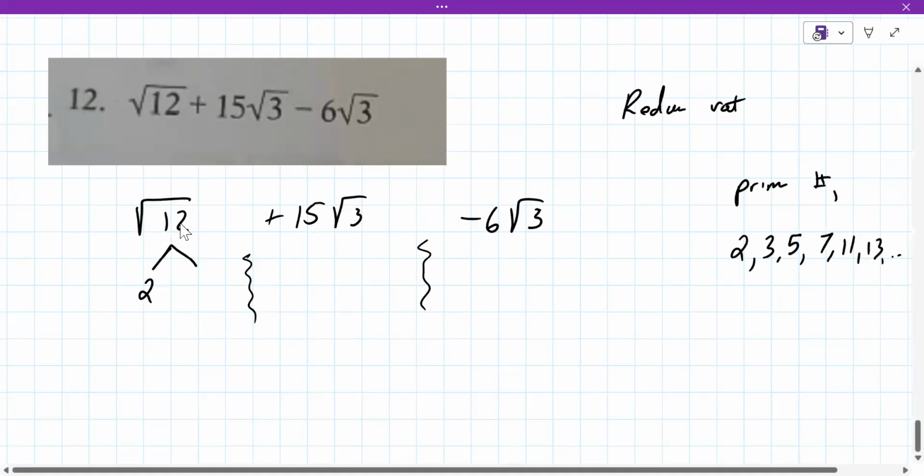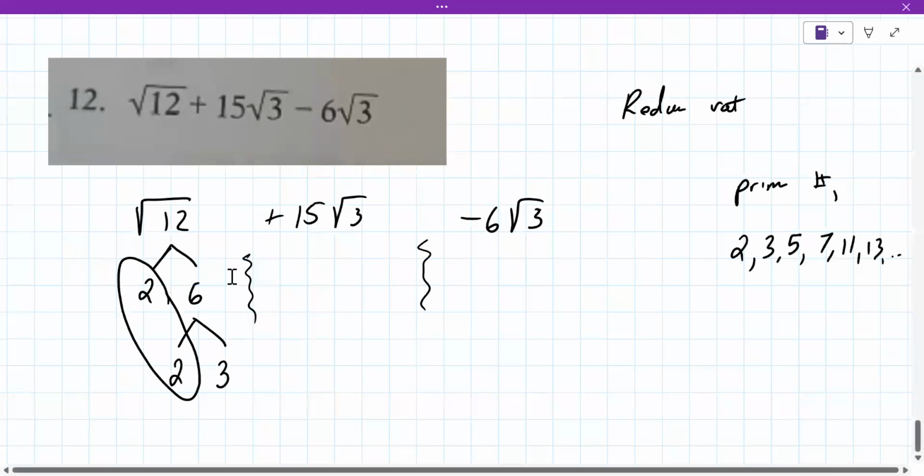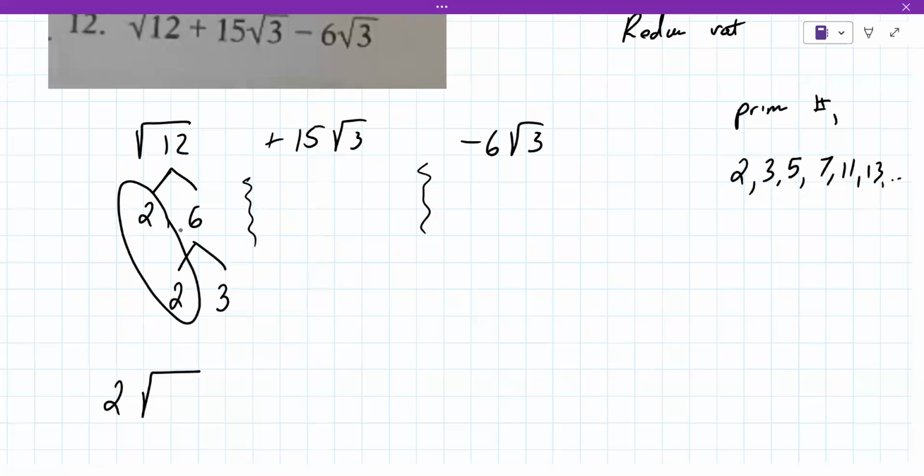12 is 2 times what number? 2 times what number gets you back to 12? 6. Very good. And then let's do the same thing with 6. Can you divide 6 by 2? Yes. And what does that become? 2 and 3. And if you recall, you circle pairs. So this square root of 12 becomes 2 on the outside, square root of whatever's left on the inside, which is 3. And now the next ones we just bring down: 15 square root of 3 minus 6 square root of 3.